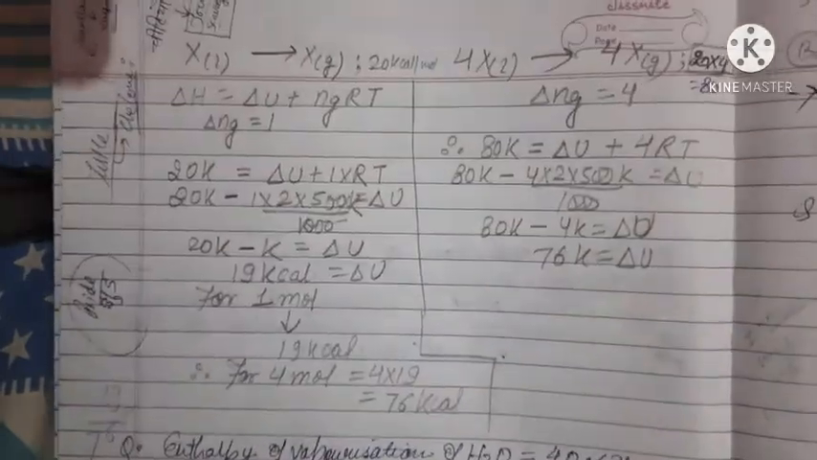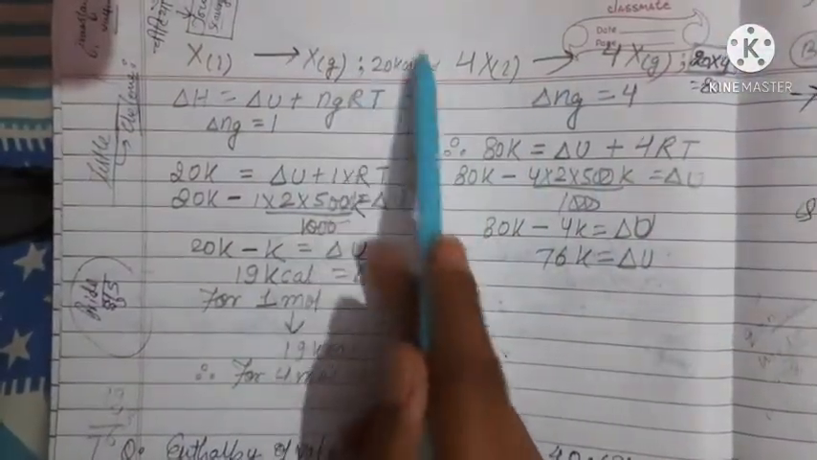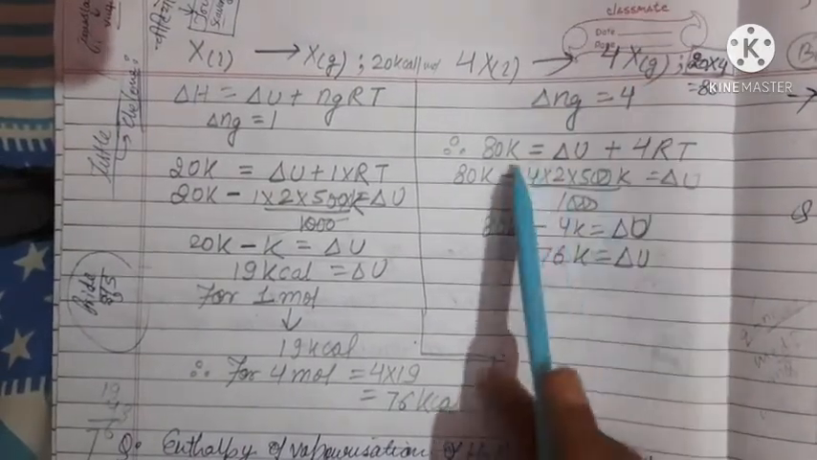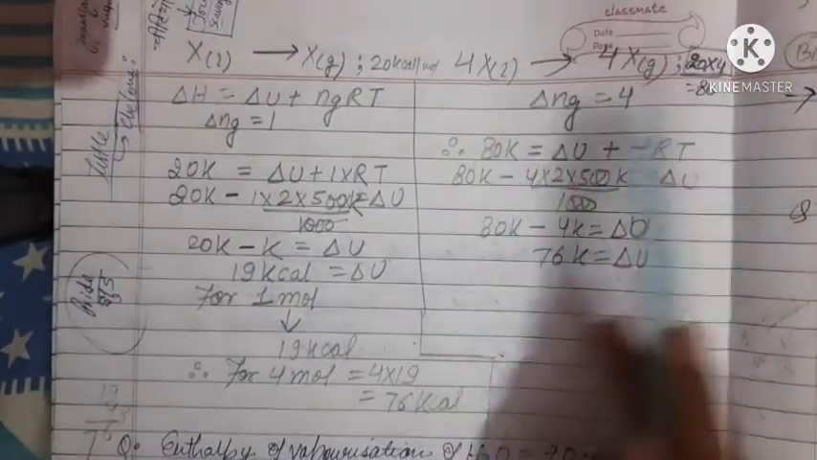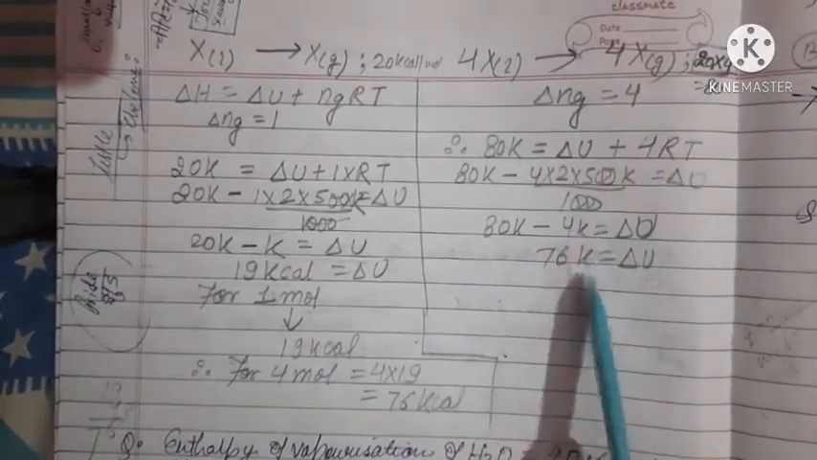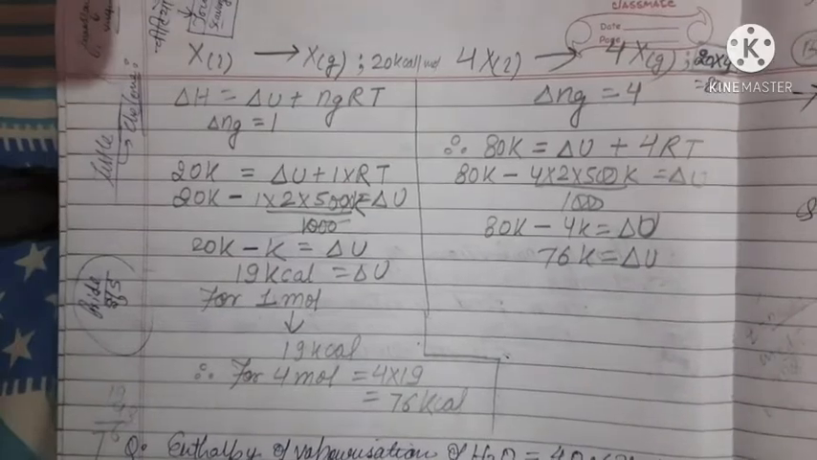Or you can write it like this. For 1 mole we know this, so we will multiply it by 4. So delta Ng will become 4. So it will become 80 kilocal, and this 80 kilocal will be put here, delta U plus 4RT from this 4, and the answer will come directly. Same answers.